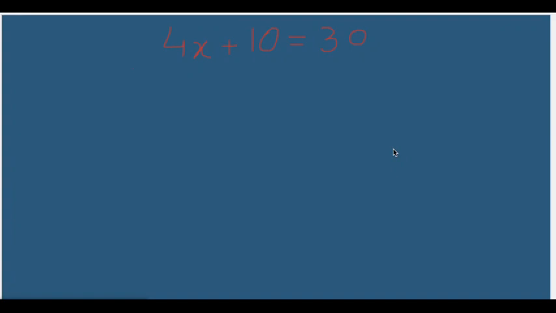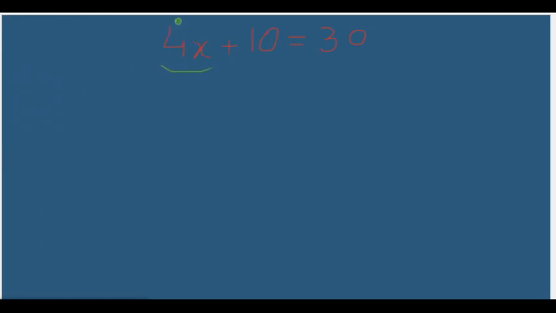Hello everyone. So today our lesson is to find the value of unknown. And what is unknown over here? You can see that we have all numbers, but the unknown is this letter X. So how we can find this unknown? Let's see the method now.